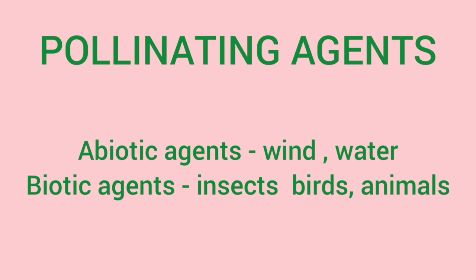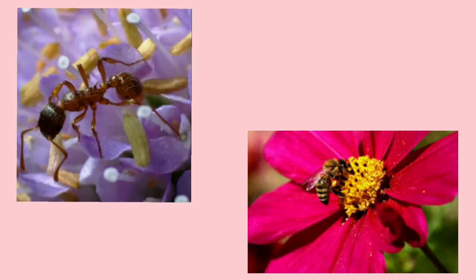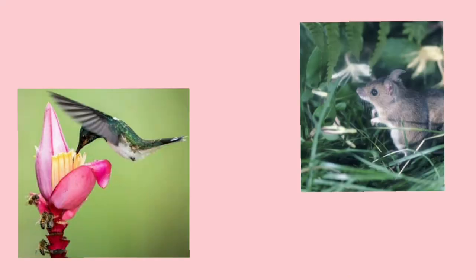We also have to understand pollinating agents. As pollen is not capable of locomotion, pollination involves some agents for the transfer of pollen grains, especially in the case of cross-pollination. So there are abiotic agents, which are wind and water, and there are biotic agents of pollination, which are insects, birds, and animals. So these agents help in transfer of the pollen grain.